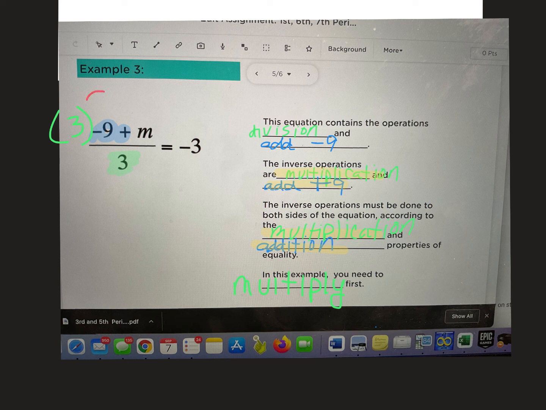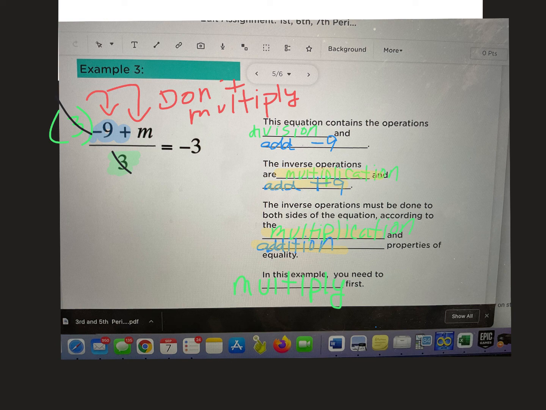And here's the other mistake I see kids make a lot. This is in red, so it's wrong, right? Don't multiply. A lot of kids will multiply that 3 by -9. You're not going to do that. Okay, this 3 and that 3 cancel each other out. So you don't have a 3 to multiply that -9 and that m by. Okay, so don't multiply. That 3 cancels each other out.